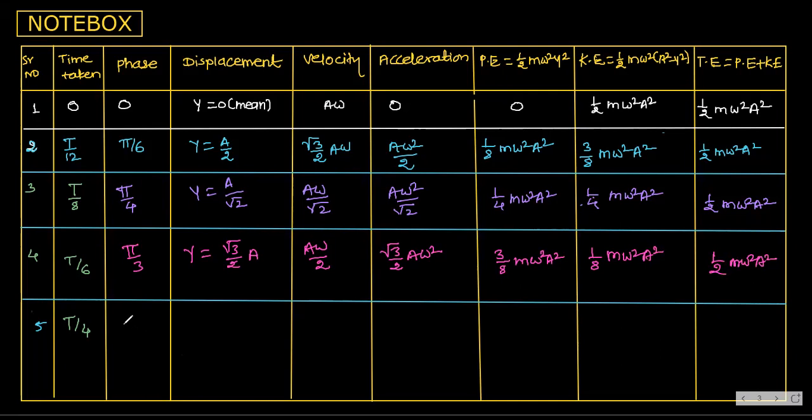Next is t by 4. Phase is pi by 2, so y is equal to a, that is your extreme position. Extreme position means displacement is maximum, that is amplitude. So here velocity will be 0, acceleration will be a omega square, and potential energy is half m omega square a square. Kinetic energy is 0, and this is total energy, half m omega square a square. So do it one time yourself and find out all these values.